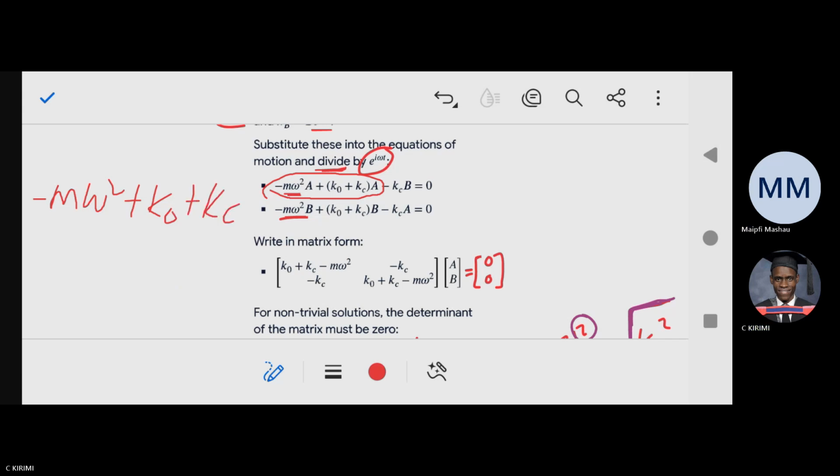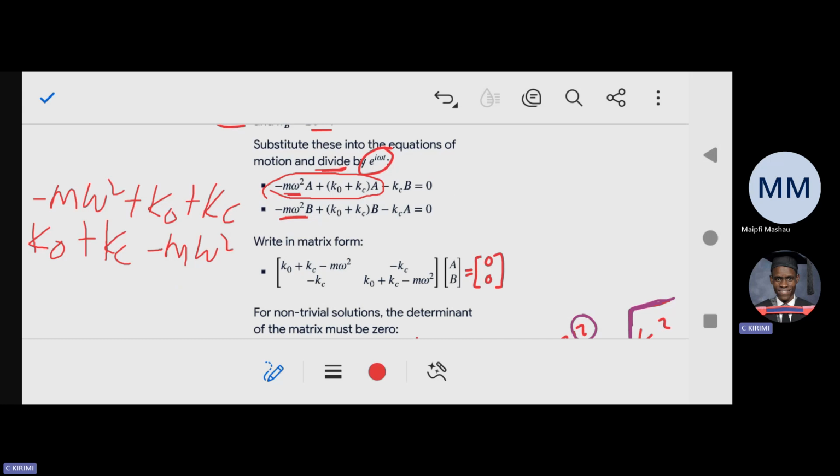And then here they just rearranged. Or if you want, you can leave it like that. But I want to explain what happened here. They just rearranged, just K naught plus Kc without changing the value, minus M1 omega squared. Okay, they just rearranged.